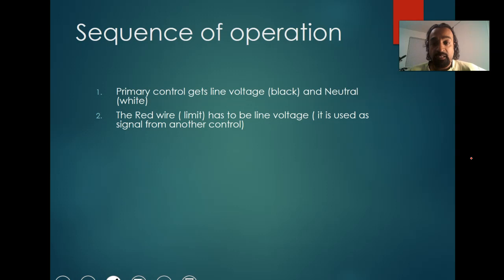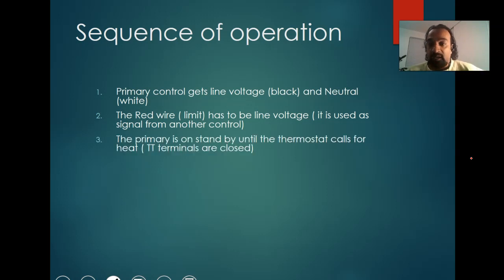So when we're in the lab, I will show you the equipment and you can look at it, and it's good to see it when it works. There's a red wire that's supposed to tell it to turn on beside the thermostat. We'll talk about it later. I don't want to confuse you right now. And so the primary is on standby until the thermostat calls for heat.